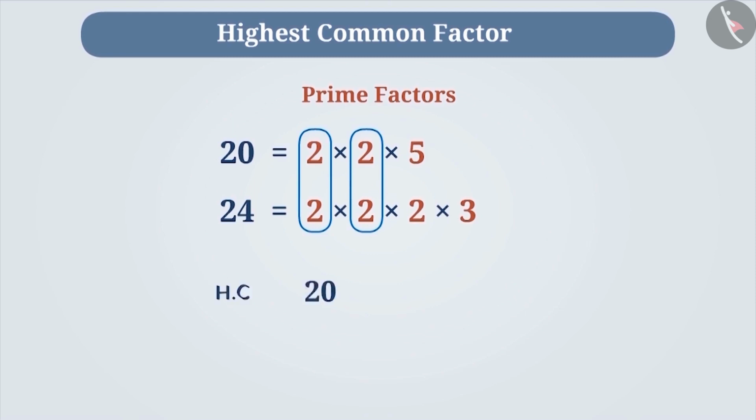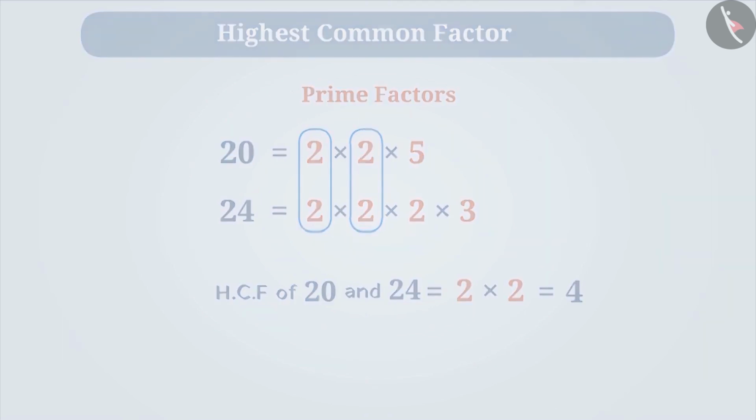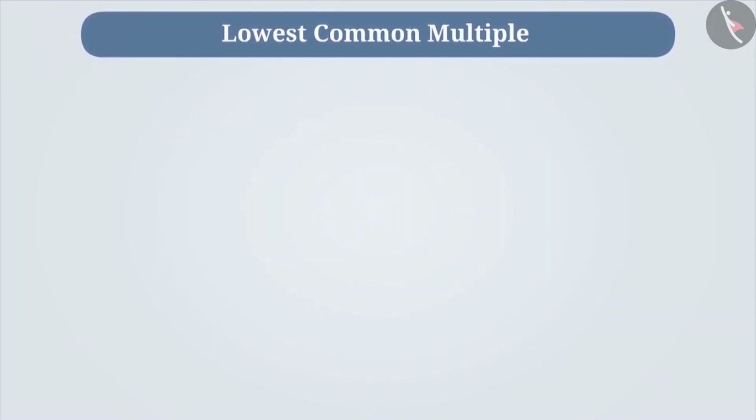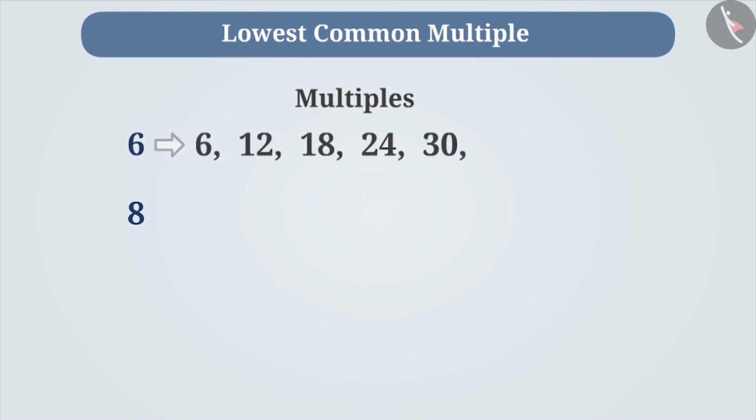Therefore, the HCF of 20 and 24 is 2 into 2 is equal to 4. Let's now learn about lowest common multiple or LCM. To understand this, let's find the multiples of 6 and 8. The multiples of 6 are 6, 12, 18, 24, 30, 36, etc. Similarly, can you tell me the multiples of 8?